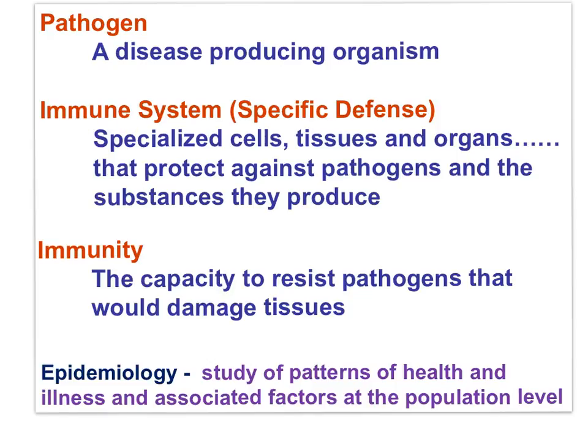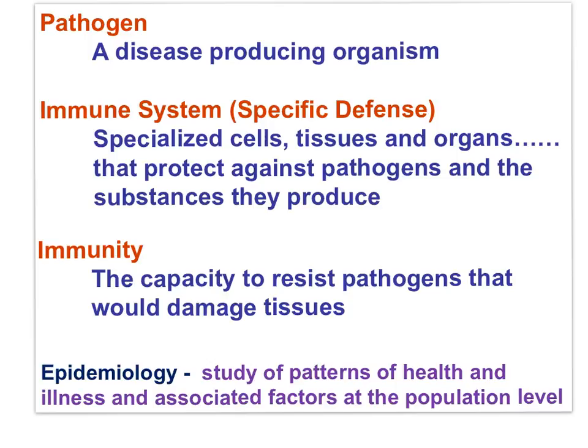The B cells and the T cells are the specific cells that protect us against specific pathogens and the substances that those pathogens produce. So immunity is the capacity to resist pathogens that would damage tissues. Immunity allows us to be exposed to pathogens without risk of a larger infection. Most of you have had the chickenpox and are now immune from another infection of the chickenpox. Most of you have had a vaccination for measles, mumps, and rubella, so that you will not experience an infection from these pathogens.